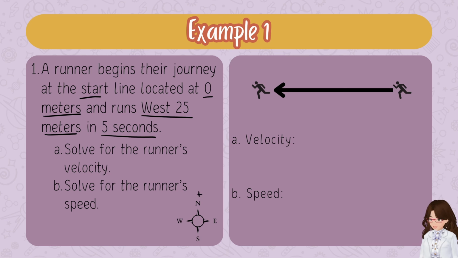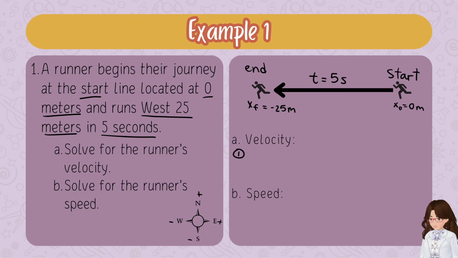Just as a quick recall, we got positive, negative, positive, negative for our directions. We're going to start over here. And this position is going to be our initial, which is equal to 0 meters. And then we're going to travel west, which is to the left, and we're going to go -25 meters. Now, the new component to add to our label diagram is the amount of time that has passed, which is 5 seconds. And now we have everything we need to go ahead and solve.